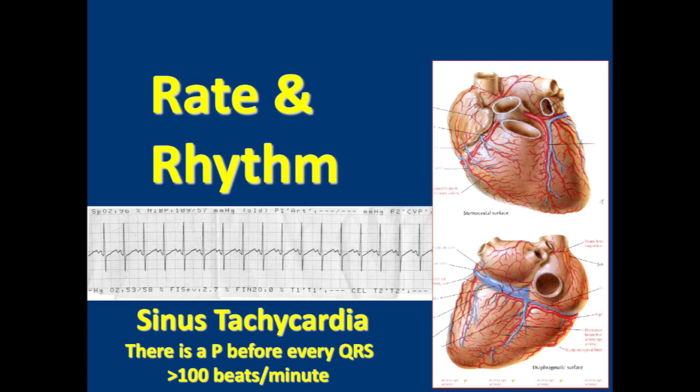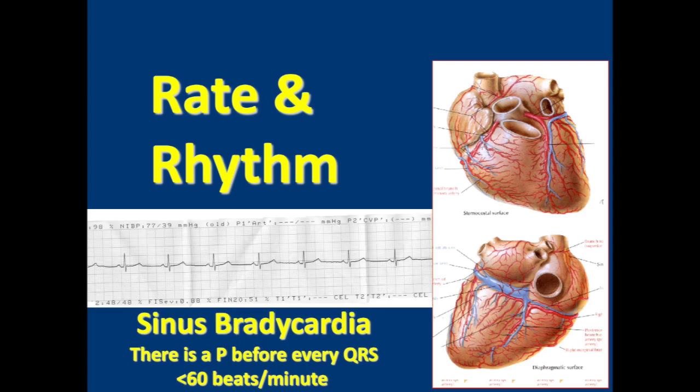Sinus tachycardia in an adult human is a P still before every QRS. That's what makes it sinus. And the rate is greater than 100 beats per minute. For ACLS, just to let you know, an adult is defined as anyone usually over 8 years old. There's usually armpit hair developing in the boys and breast development in girls, so anything older than that is considered an adult. Sinus bradycardia is going to be slow. There's still a P before every QRS, and we're less than 60 beats per minute here.